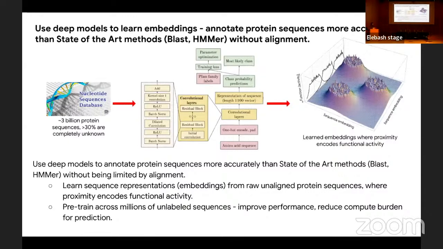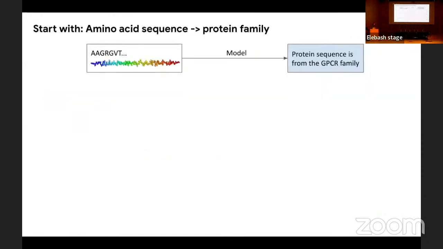Our goal here was to learn sequence representations or embeddings from raw unaligned sequences, where proximity in that learned embedding space somehow encodes functional activity. So we're going to start with a task where we take pre-cut domain sequences. Proteins contain what are called functional domains. The domain is the part of the protein that is conserved across evolution. So you see proteins being made out of different combinations of domains, but domains are the key piece. And we're going to build a model and set up a classification task where we predict which PFAM family a domain comes from.